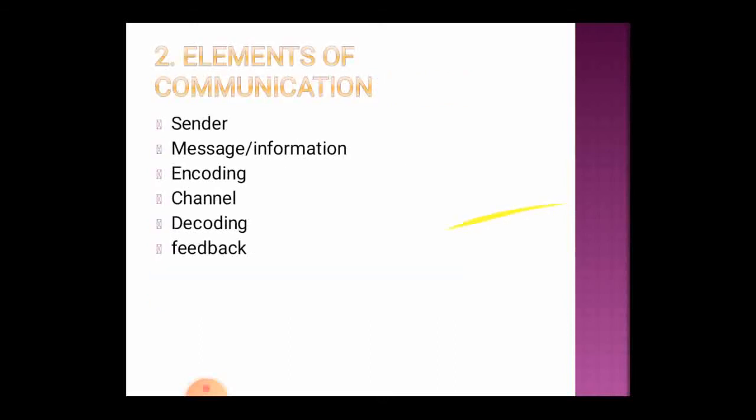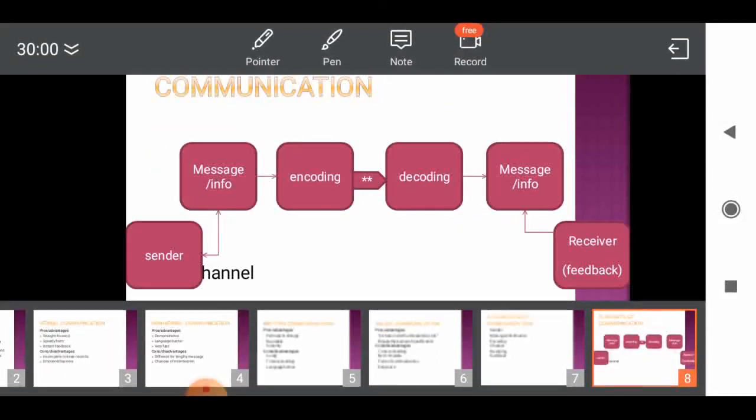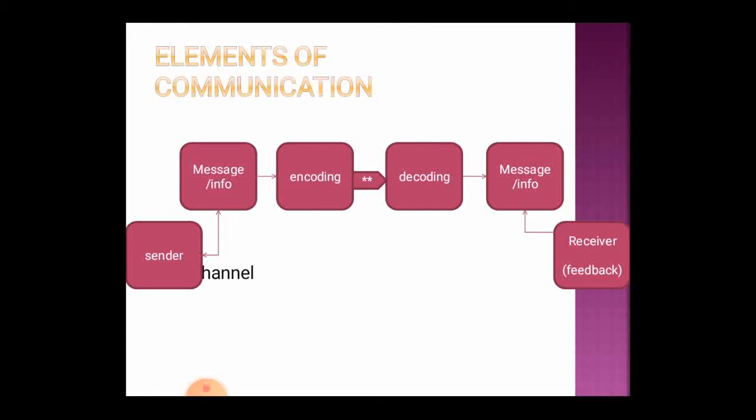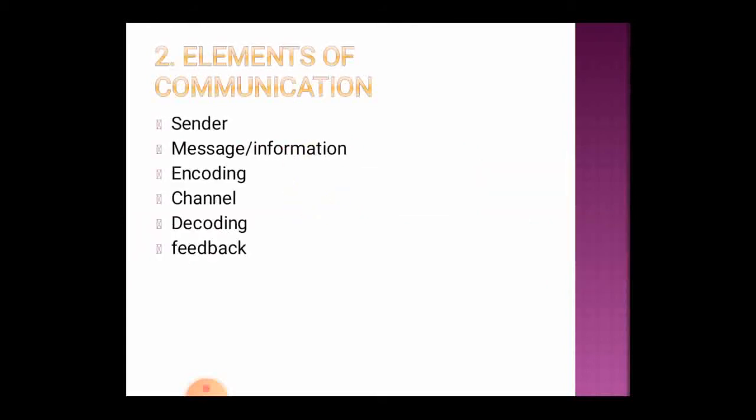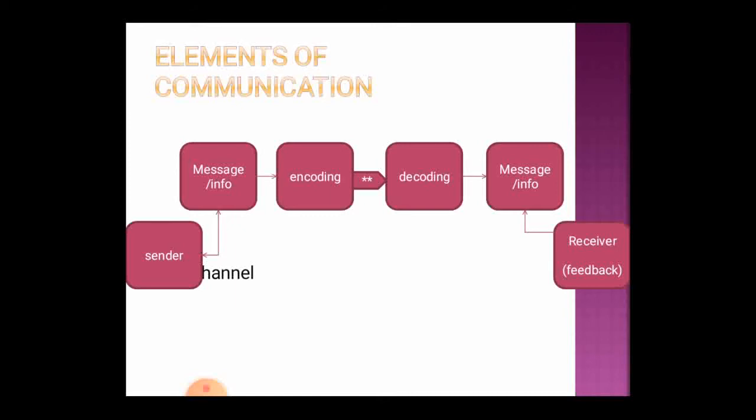See here, the sender is the one who sends the message. The message or info is the Apple, what I said. The encoding scheme we use is alphanumeric. A will be assigned as 1, B as 2, C as 3 and so on. This is the encoding scheme we are applying here. So A will be 1, P will be 16, another P will be 16, L will be 12 and E will be 5.